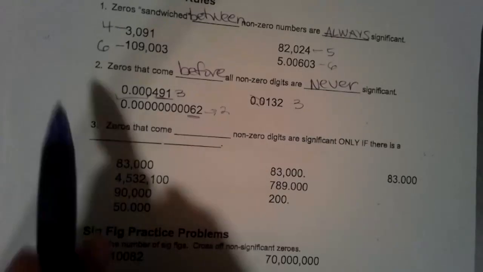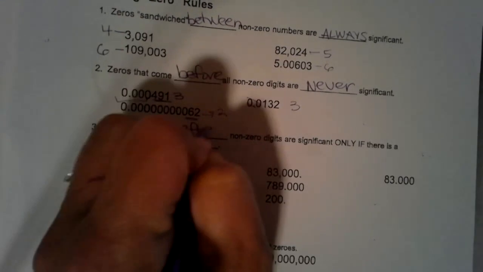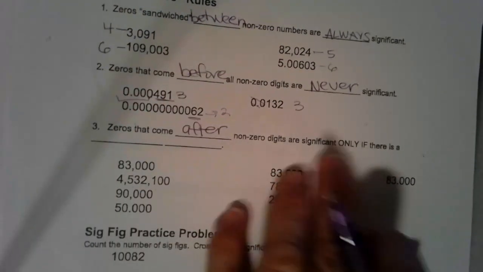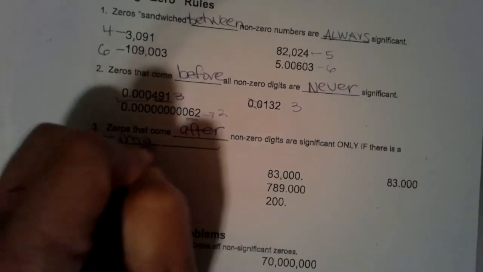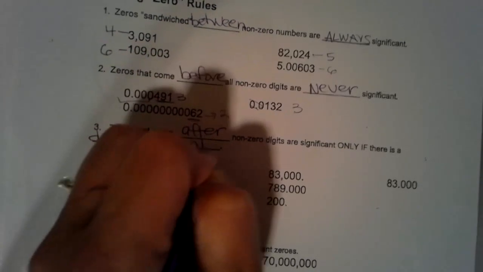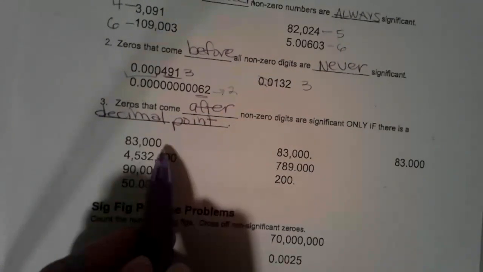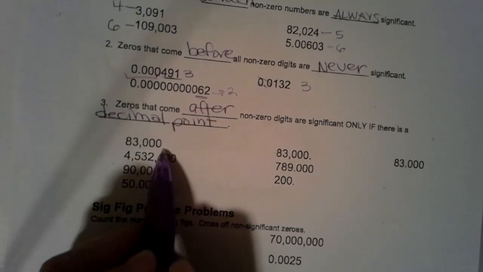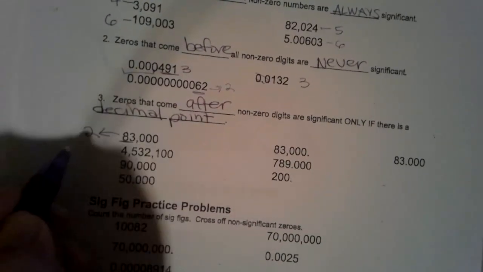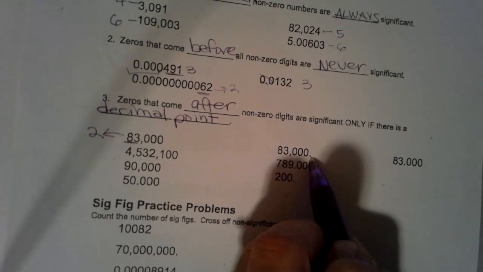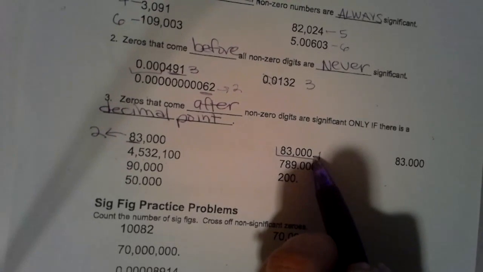Now, there's going to be zeros that come after non-zero digits, and they're only significant if there is a decimal point. So what the decimal point does is it designates that it's been measured exactly. Like here we have 83,000, but there's no decimal point. So here it's only the 83. It's going to be only 2 significant digits. But when there is a decimal point, then all of them are, because you're showing that it was measured all the way to the ones place.